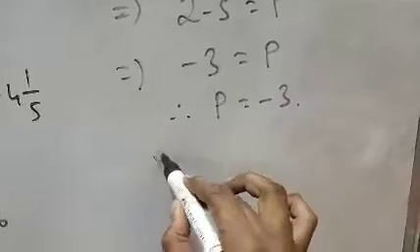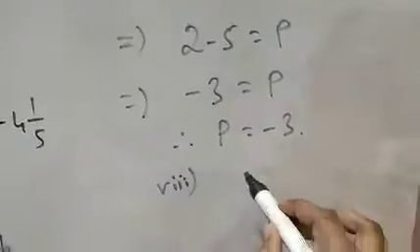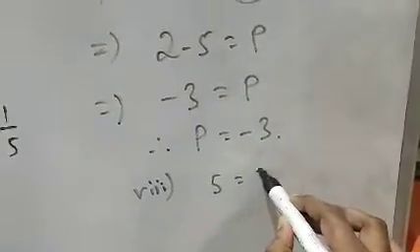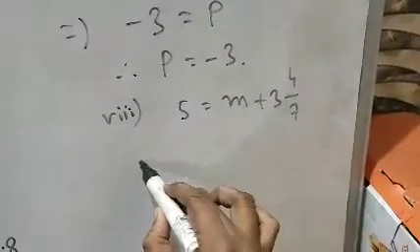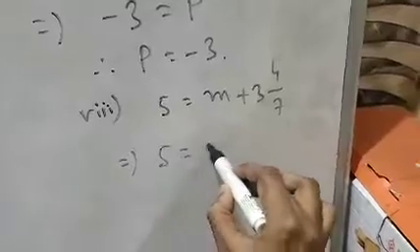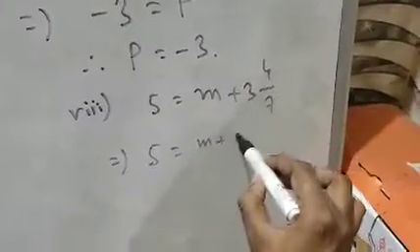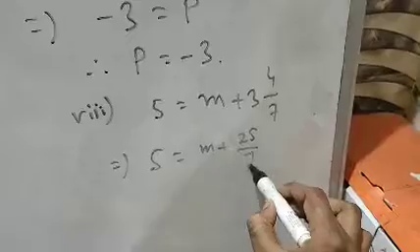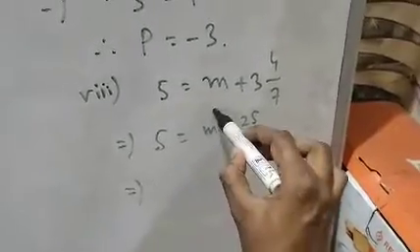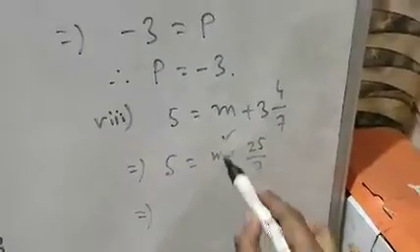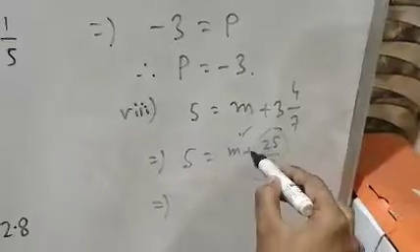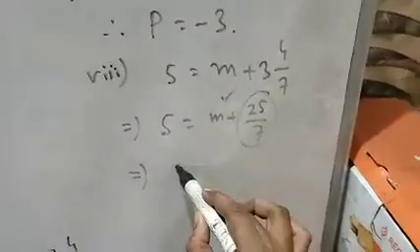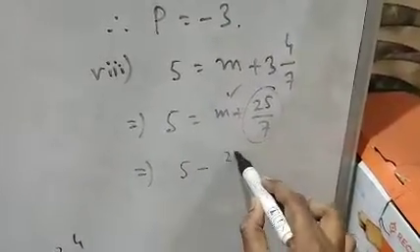Next, question number 8. Equation is 5 equal to m plus 3 upon 4 by 7. Converting into improper fraction, 3 7s are 21, 21 and 4 is 25, so 25 by 7. Same process, we have to find out the value of m because m is the variable. So this constant part needs to be transferred from right hand side to left hand side, and the sign will automatically get reversed. That means it will be minus sign.